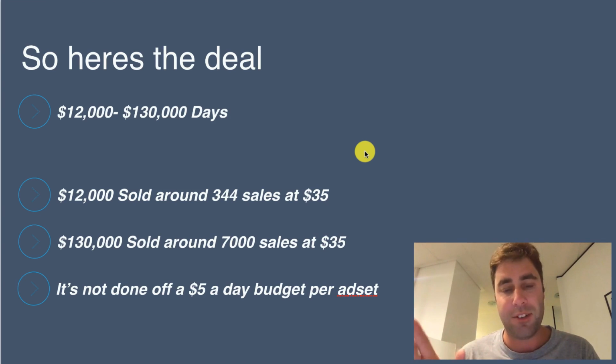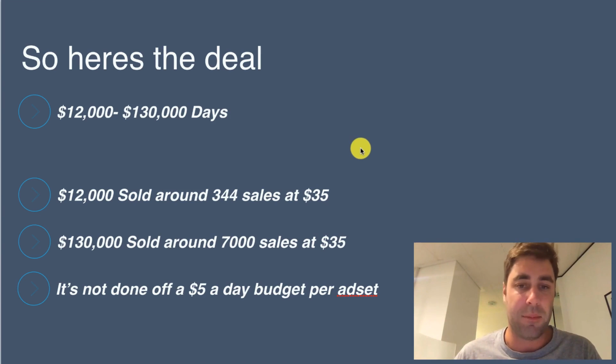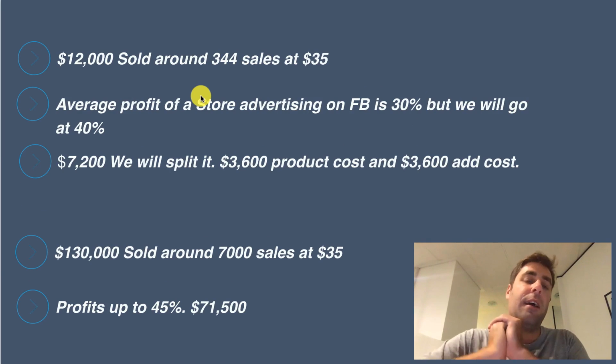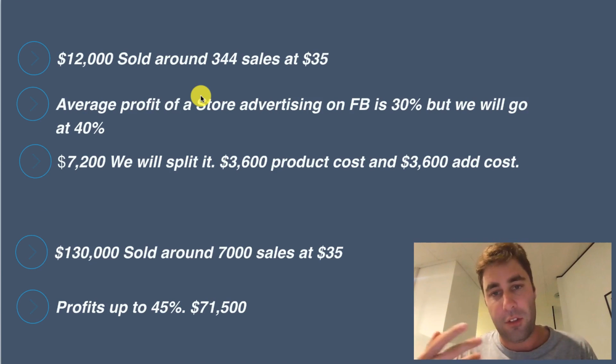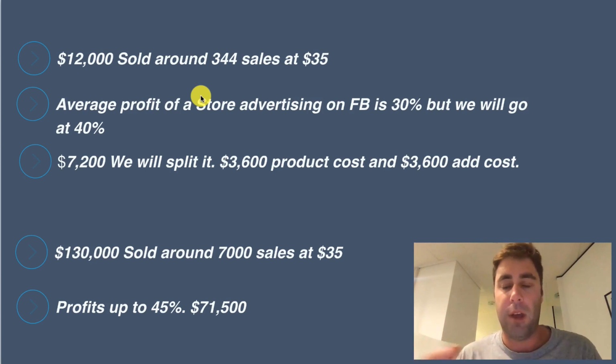The internet marketing space now is very clouded, and there's only a handful of people that actually scale up this much. You'll know who they are because they'll be authentic, they'll have lots of screenshots, and they'll have videos of their stores, and you know that they're doing it. So let's say $12,000 sold, around 344 sales at $35. That's averaged out, that's with upsells and stuff.